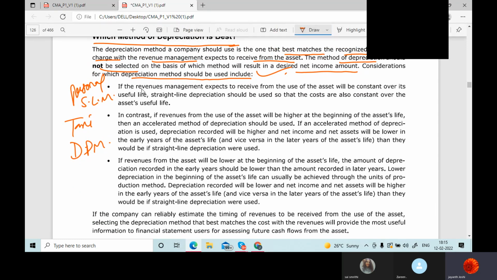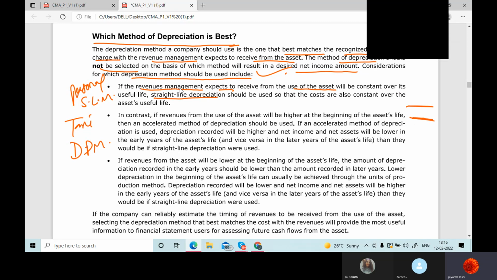Let's understand. If the revenue management expects to receive from the use of the asset some constant revenue every year, so straight line method would be a better one for that. To match with that revenue, this depreciation would be the ideal one. That is what they're saying.